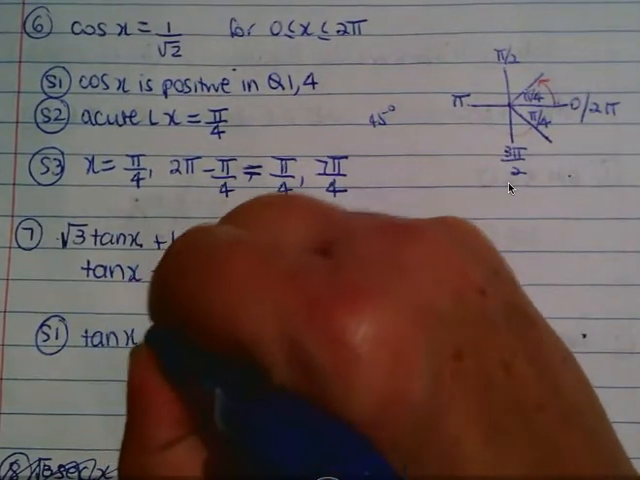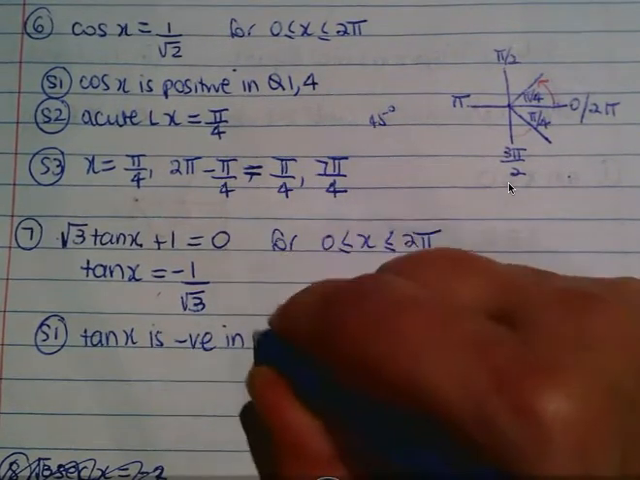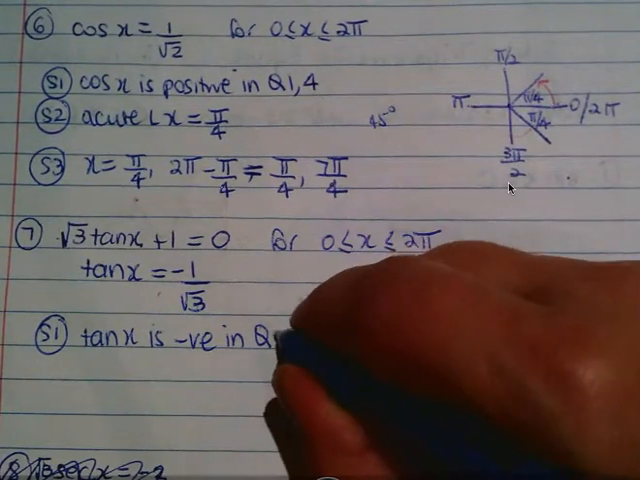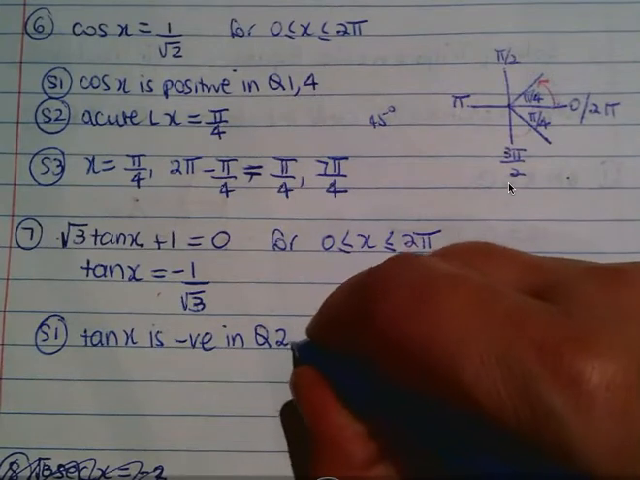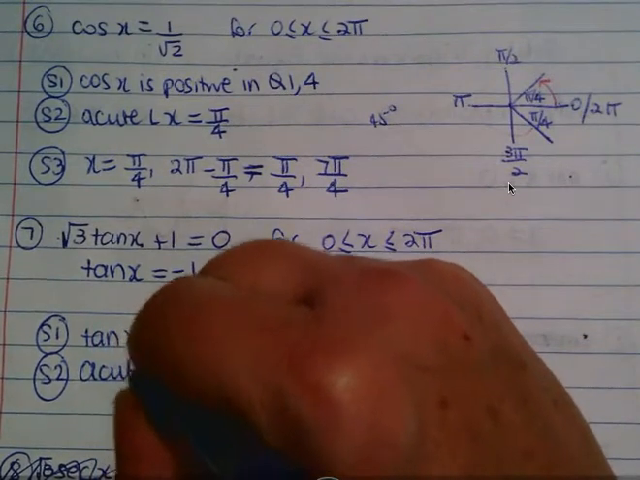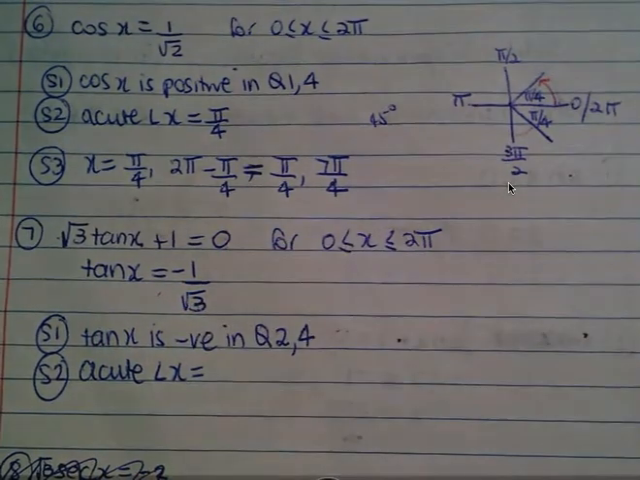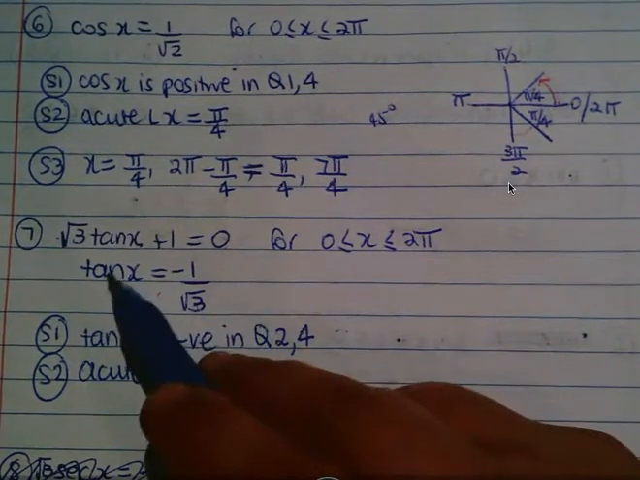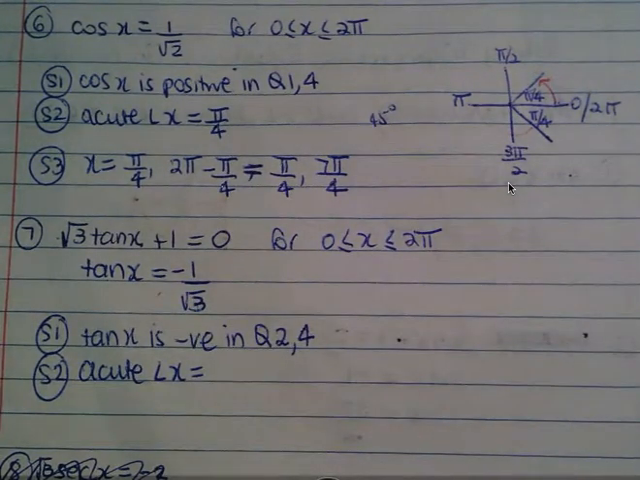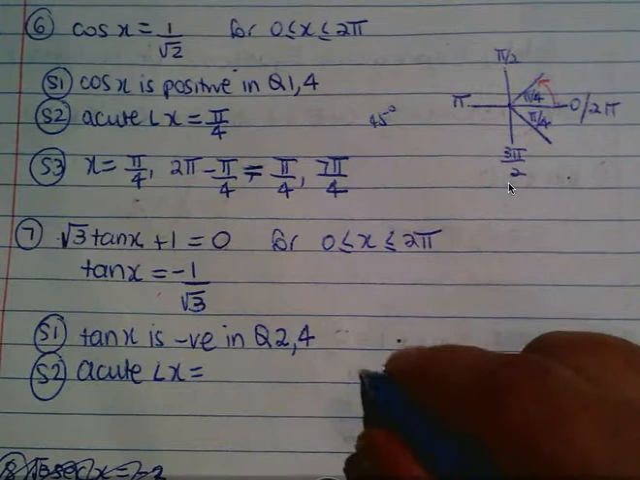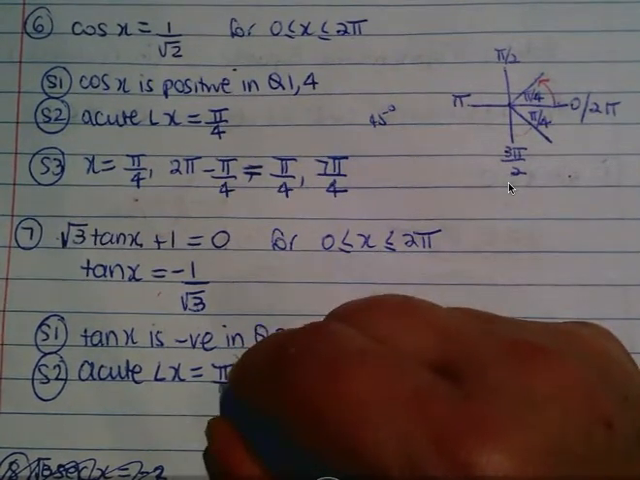So tan of x is negative in quadrants, we've got all stations to central, so it's negative in quadrants 2 and 4. And then we need our acute angle, x. So we say tan of what? Remember the negative just tells you the quadrants, or if it's positive. Then we say tan of what is 1 on root 3? Is it tan 30, 45, or tan 60? Well, it's tan 30. Now, what is 30 degrees? 30 is pi, is 180 on 6, so it's pi on 6.